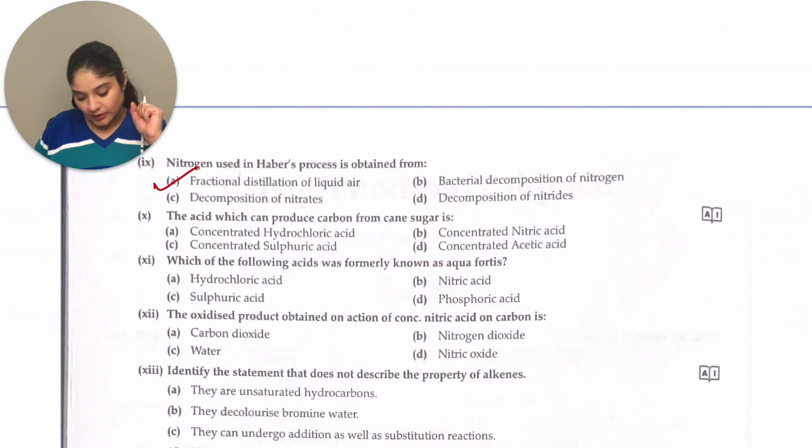The acid which can produce carbon from cane sugar. So the answer should be concentrated sulfuric acid. Why is that? Because sulfuric acid when added to sugar gives you a black porous mass which is of carbon. Okay. Let's move to the next one.